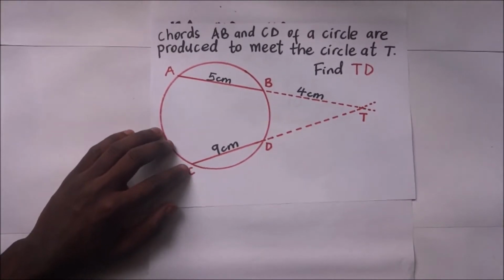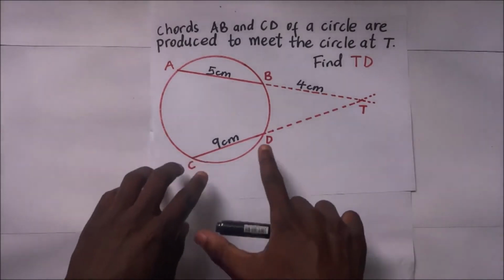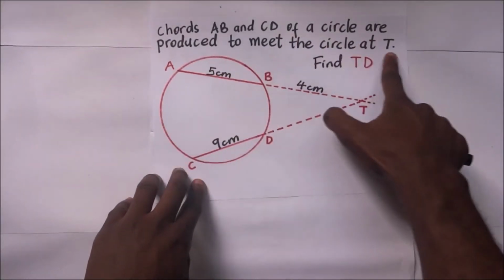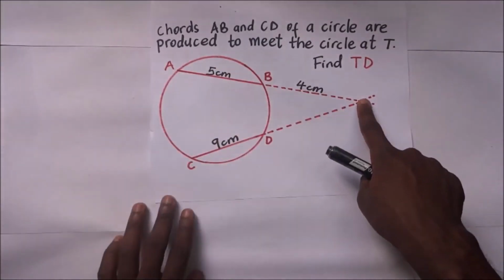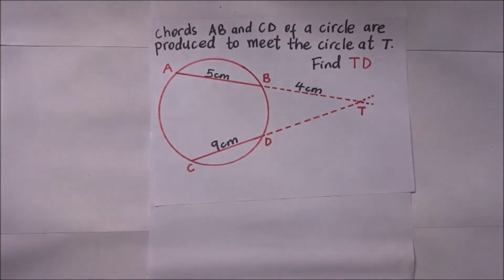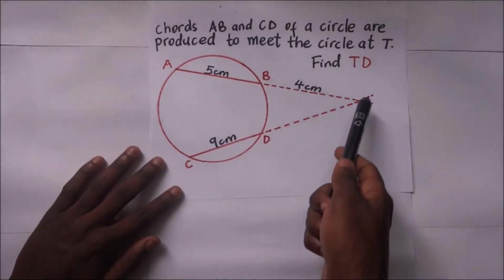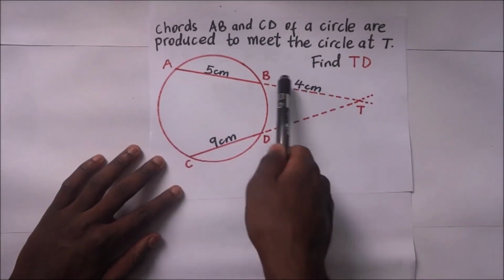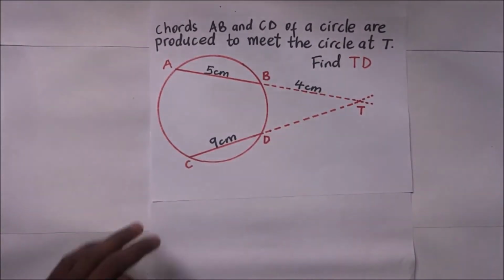In our next question, we are told that there are two chords, AB and CD, of a circle, and they are produced to meet outside the circle at point T. We are asked to find length TD. We are going to employ the same technique: TA times TB is equal to TC times TD. So we begin working.